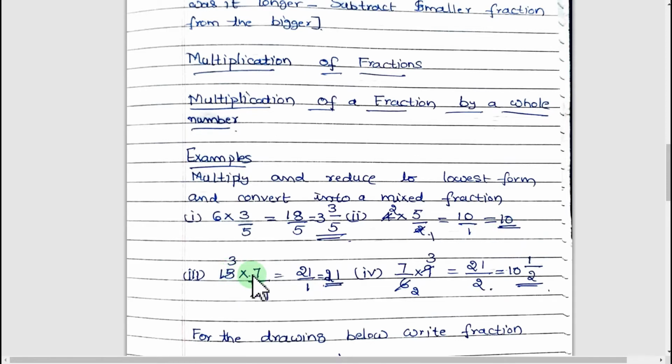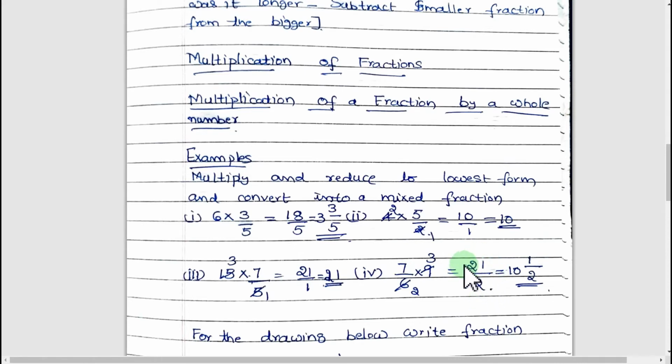Next question. 15 into 7 by 5. Again 15 and 5 we can divide. 5 1s are 5, 5 3s are 15. Next multiply numerator into numerator. 3 7s are 21. 21 by 1 is 21. Next, 7 by 6 into 9. Again division is possible, and the common factor for 6 and 9 is 3. Using the table of 3, 3 2s are 6, 3 3s are 9. Now 2 and 7 have no common factor, 2 and 3 also have no common factor. So we cannot divide further. So multiply. 7 3s are 21, 21 by 2.